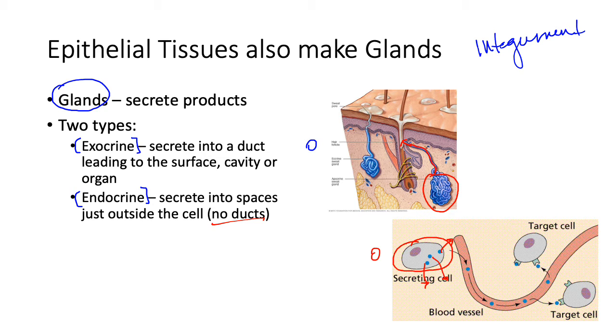So epithelial tissues, we have lots of different types. They can be classified based on how many layers and also their shape. Their main jobs are to protect, secrete, and absorb. In the specialized secretion function, we have glands which make a product and then secrete that either into a duct that leaves the body or just directly outside of the cell.